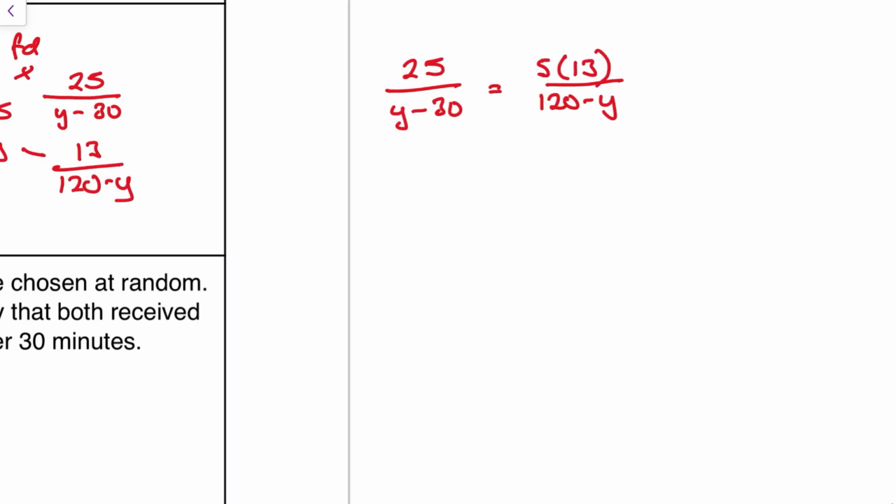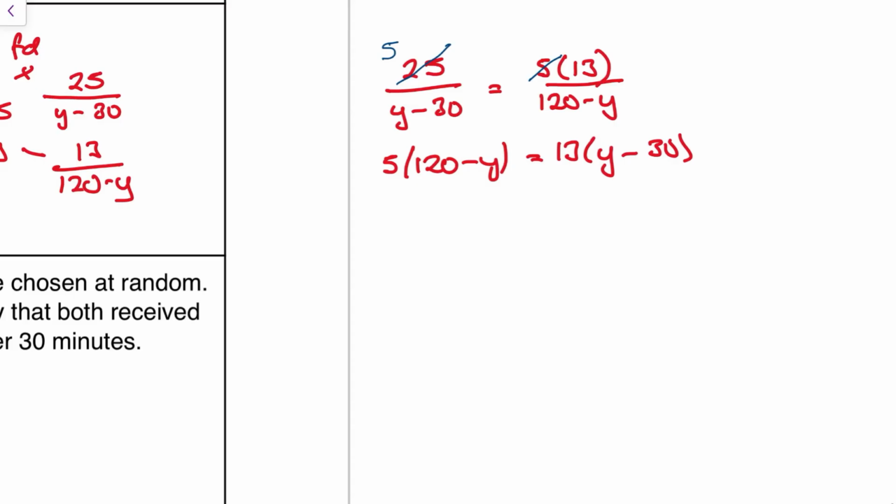Now I've just got an equation. Now I need to solve an equation. I'm going to do some cancelling first. So I'm going to cancel this down by 5. That's going to give me 5 and that will go away. Just makes it a little bit neater. Then I'm going to cross multiply both sides. So 5 times 120 minus y is equal to 13 times y minus 30.